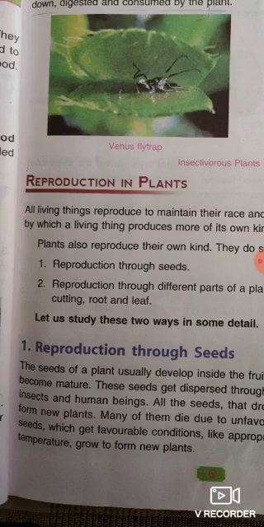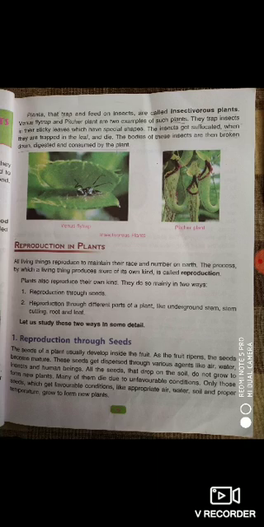Now come to the reproduction through seeds. Now what happens in this? See this, the seed of a plant usually develops inside a fruit. As you know, a fruit has seeds. Like when you eat a mango, you will see one seed. In the apple, more than one seed is there. As fruit ripens, the seeds become mature, and these seeds get dispersed through various agents like water, insects, and human beings.